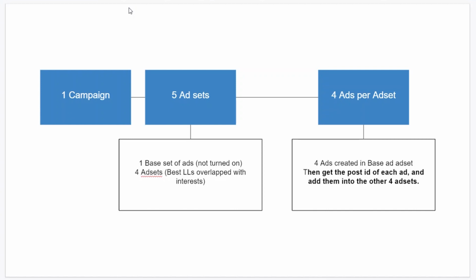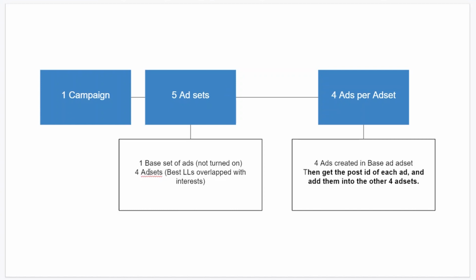So basically how it works, you have one campaign, as you can see here, and in that campaign you usually have about 5 ad sets. One ad set is where you'd create your base ads, which isn't usually switched on, and then in the other 4 ad sets you'll have quite broad targeting with the post ID of the ads in the base ad set. I'll show you how this works in Facebook in a sec.